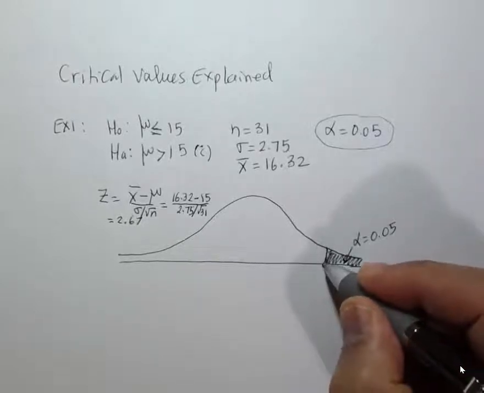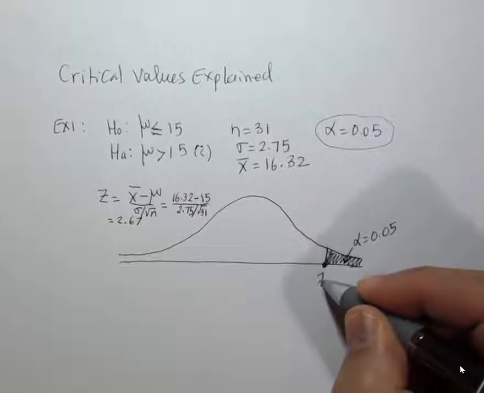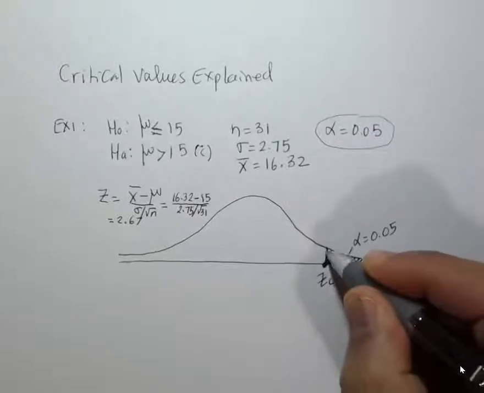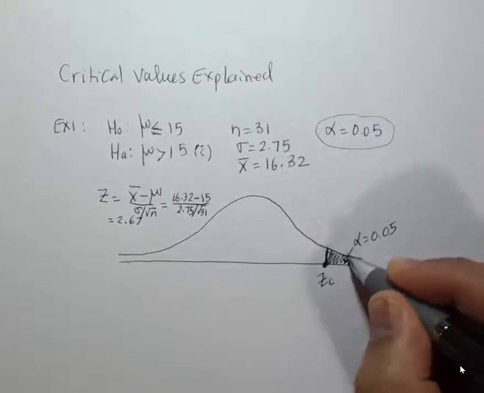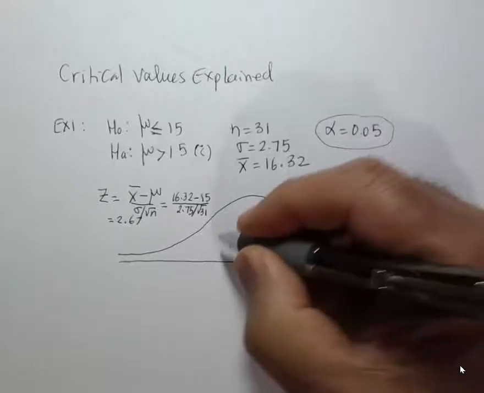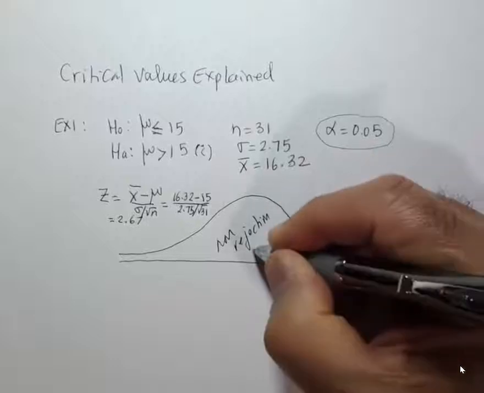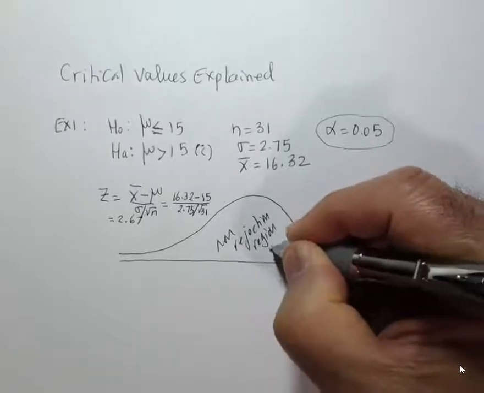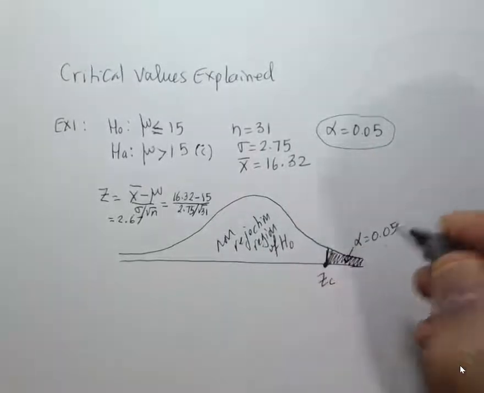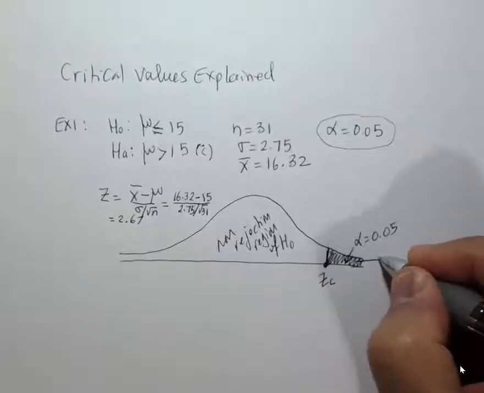The value right here, this is your critical value. So this is the border. This is the border value between the rejection region and the non-rejection region. This is the non-rejection region. Rejection of what? Rejection of H0, or H naught. This is the rejection region, guys.